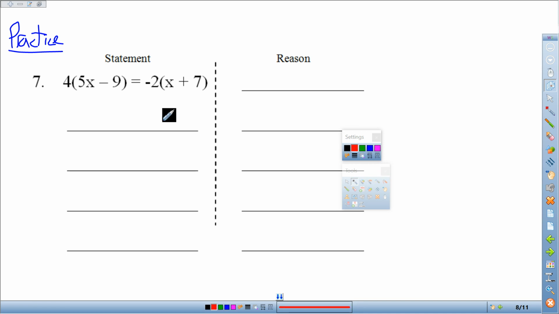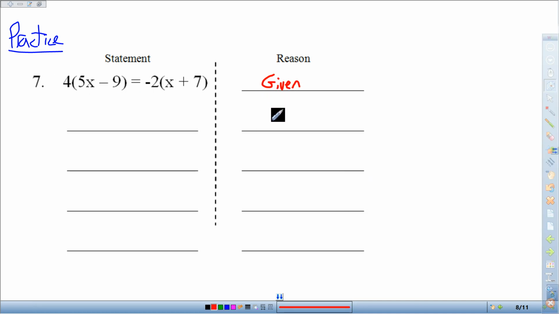Okay, so we got our statement. Why? It's been given. All right, from here, hopefully you notice we got some distribution. I'm going to distribute the 4 and the -2. What I was going to point out before was that I'm going to distribute both of these numbers on the same step. So I don't need to do them separately because it's the same property being used. So let's go ahead and just realize we got the distributive property.